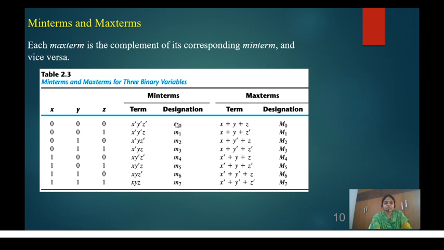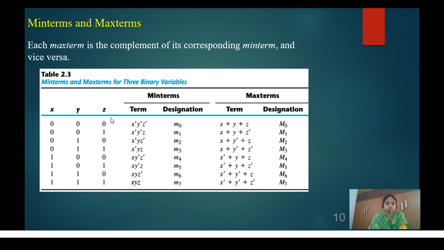Min terms can be represented by using the small m symbol, whereas max terms can be represented by using the capital M symbol. Here you can see the difference. A min term is x complement, y complement, z complement, where in the max term the variables will be replaced by their complement and AND will be replaced by the OR operator. Suppose, for example, here x value is 0, y value is 0, z value is 0.